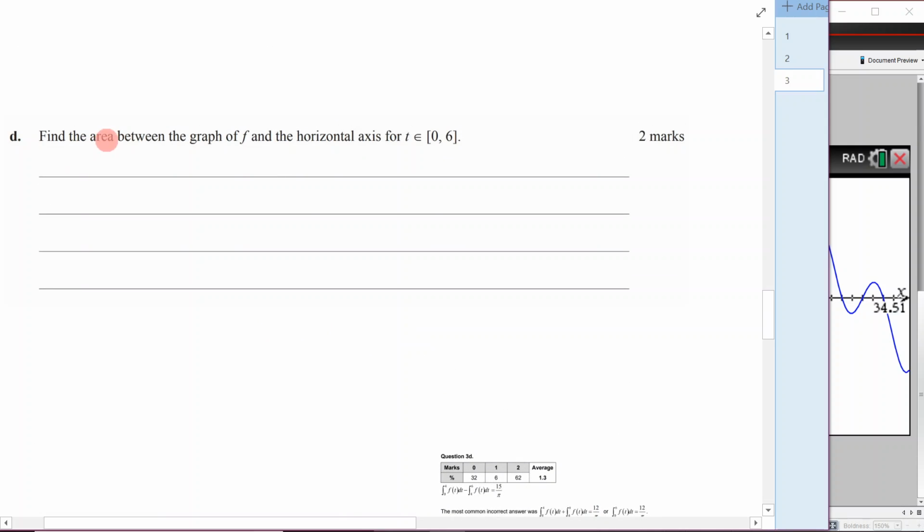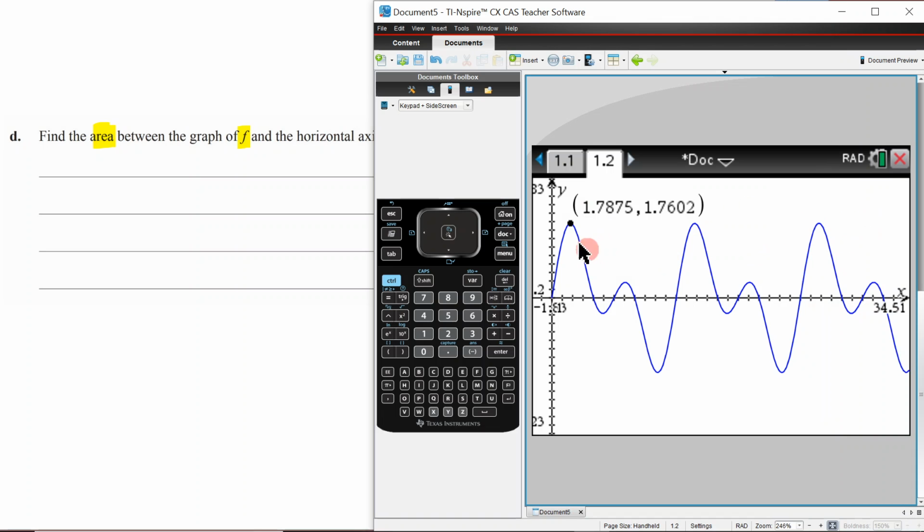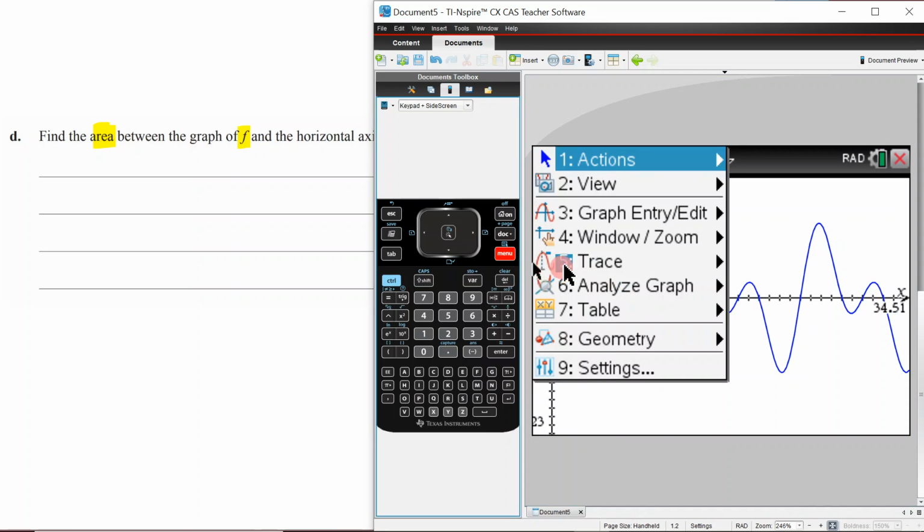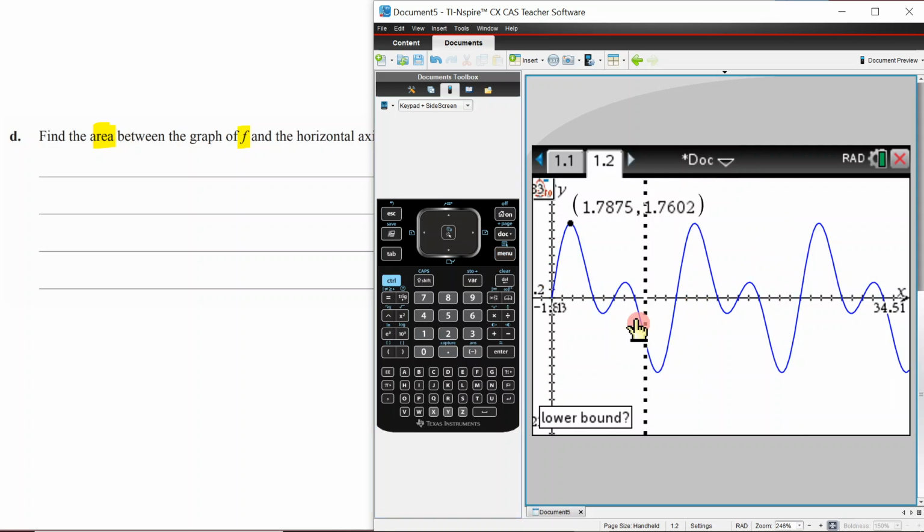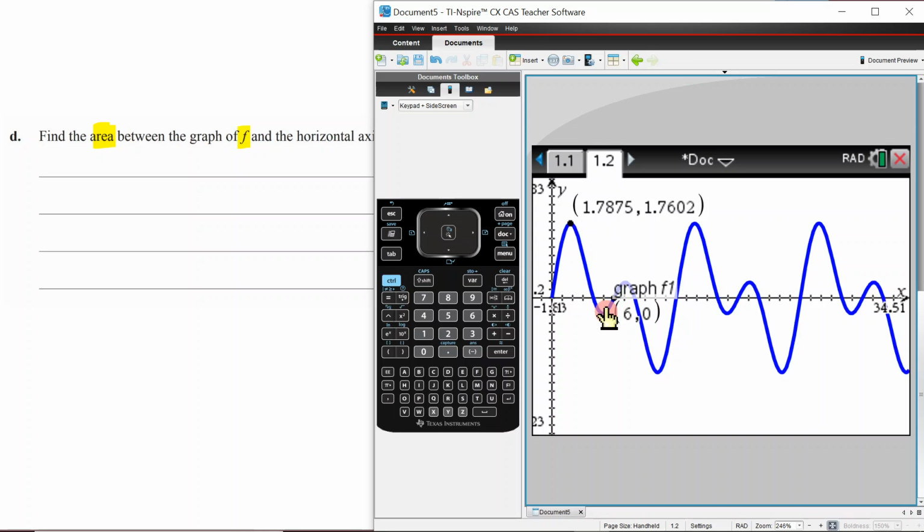Next, it says find the area between the graph of f and the horizontal axis, and I'm doing that between t is 0 to 6. Okay, so let me show you. We need an exact value here. I can get the approximate pretty easily, so let me show you how to do that. If I wanted the approximate, I would first figure out where my 6 is. I know it's there, but let me just confirm that. Analyze graph, zero. I know that from here to here is 6. So I'm finding the area bounded here and here.